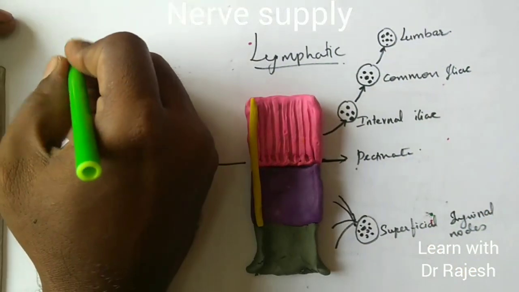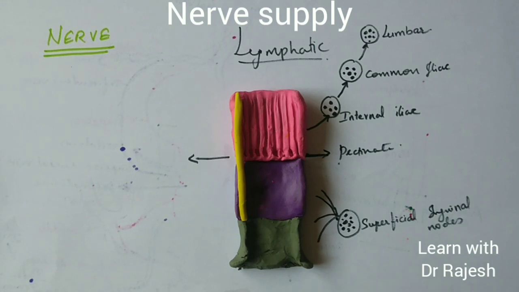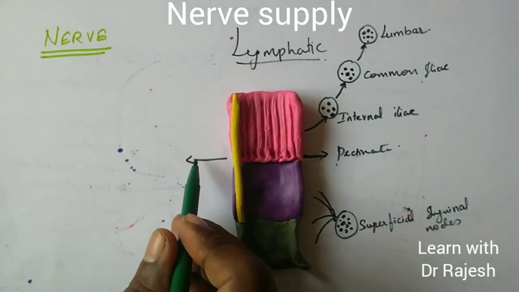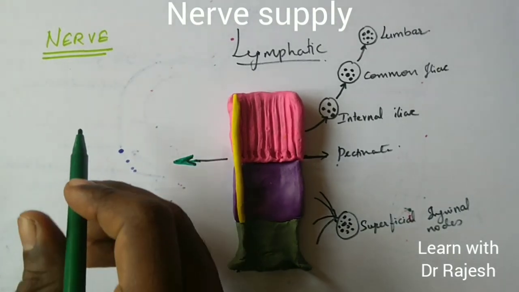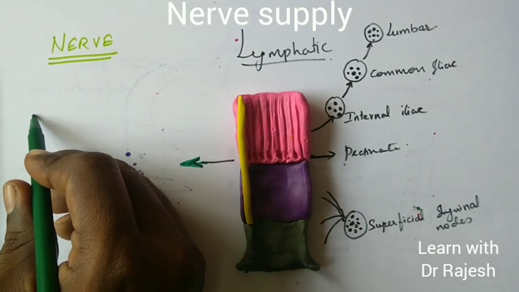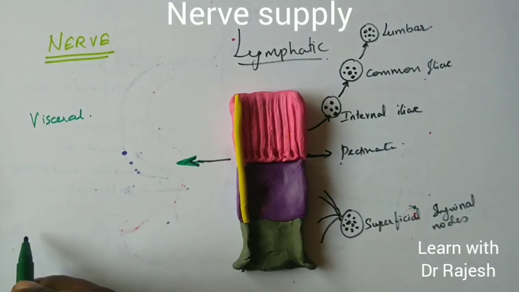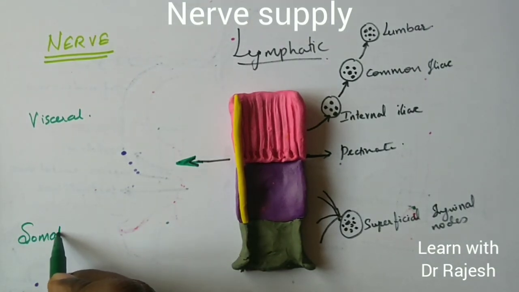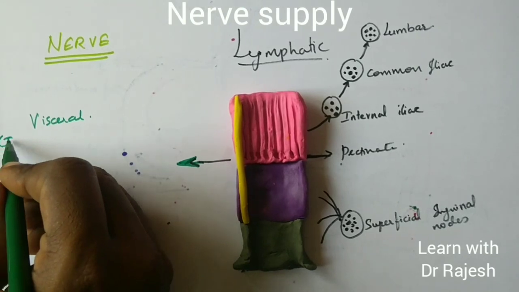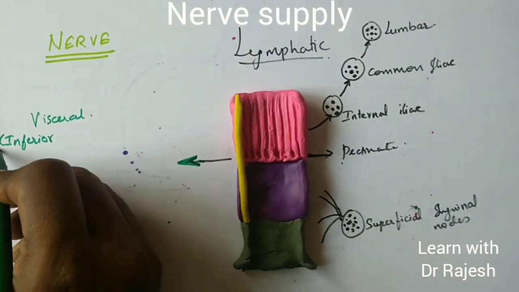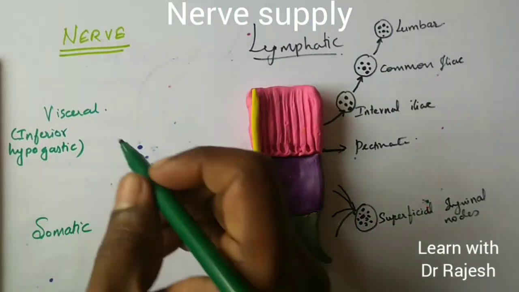Next, coming to the nerve supply of the anal canal. Depending on the two different sources of development, that is below and above the pectinate line, the nerve supply also differs. Above the pectinate line, it is mainly receiving the visceral innervation. And below the pectinate line, it is mainly receiving the somatic innervation. This visceral innervation is coming via the inferior hypogastric plexus.